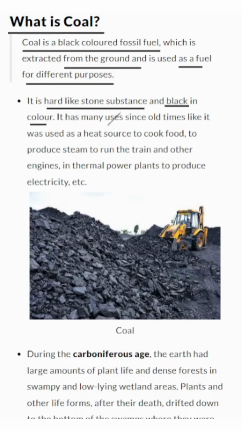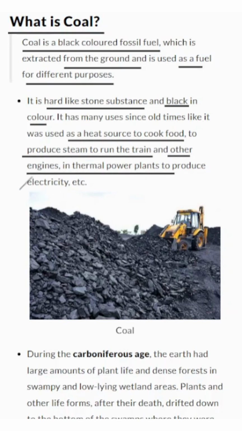Coal has been used for a multitude of purposes throughout history. It served as a heat source for cooking food, a fuel to produce steam that powered early trains and other engines, and a critical component in thermal power plants that produce electricity.